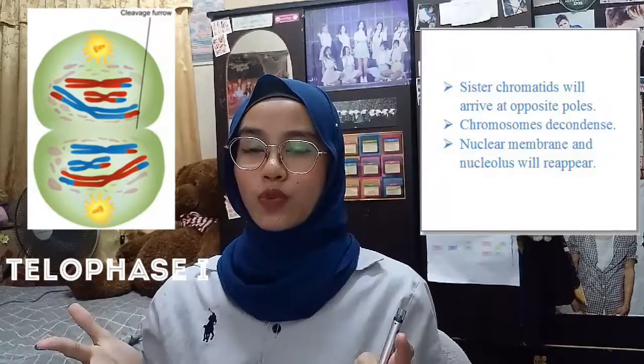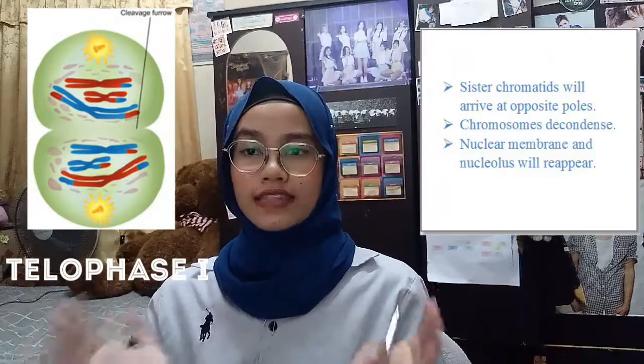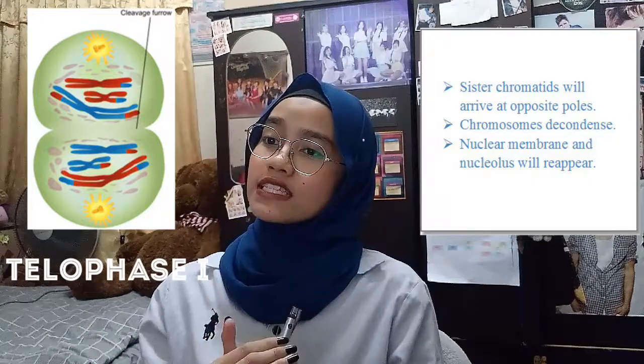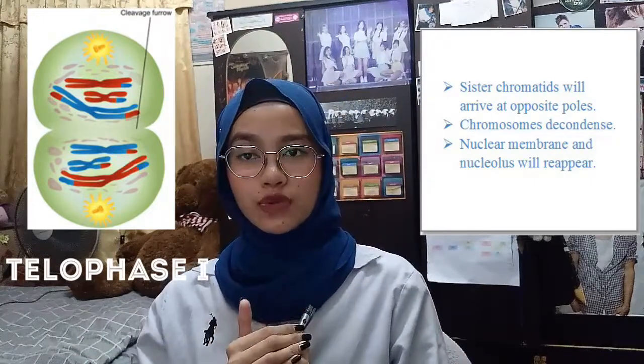Now, in telophase 1, the chromosomes will arrive at the opposite poles. Then, the chromosomes will decondense, and the nuclear membrane and nucleus will reappear. And last, cytokinesis will occur, which separates the cytoplasm into two daughter cells. Before going through meiosis 2, the cell will undergo interkinesis, which is similar to the cell cycle, but with only G1 and G2.